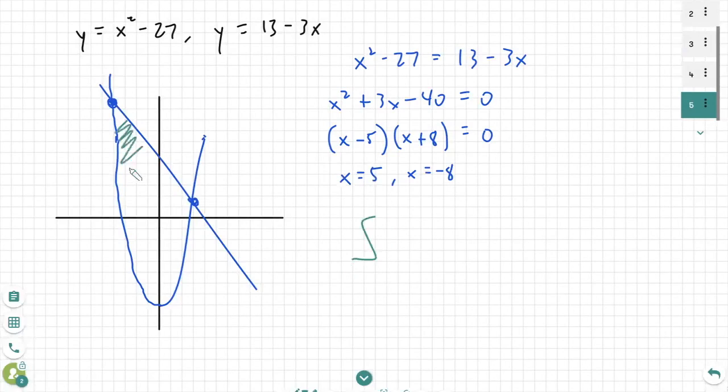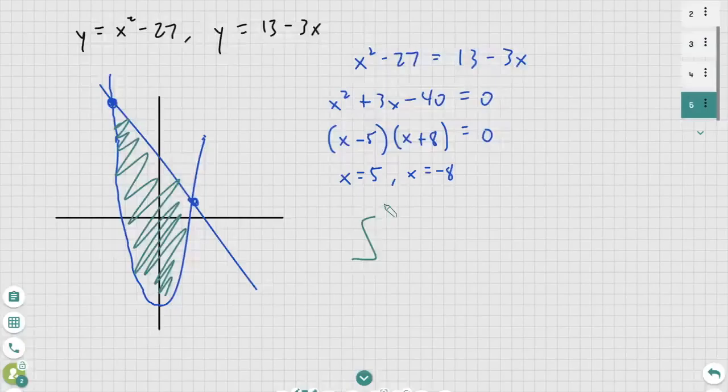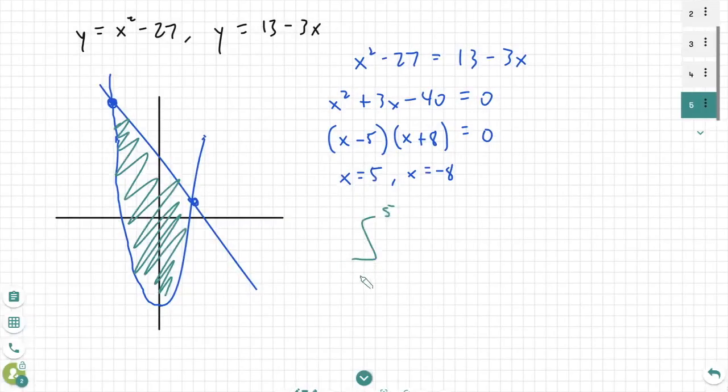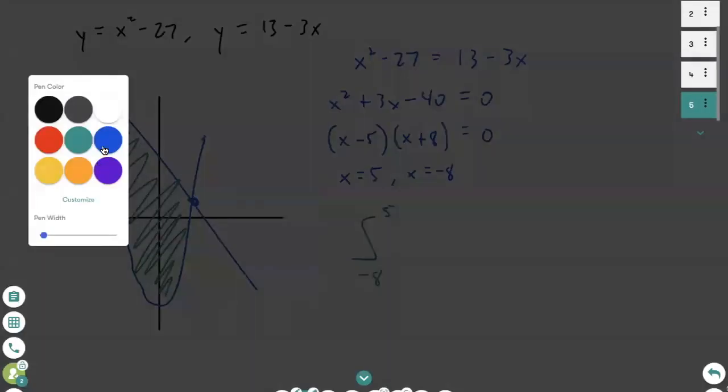All right, so now we have to find the area between the curves. So where do we start? What number goes on top, what number goes on the bottom? Is the 5 on top? Yeah, 5's on top, it goes to 5, right? Then negative 8's on the bottom because it's on the left. Negative 8 to 5, right?